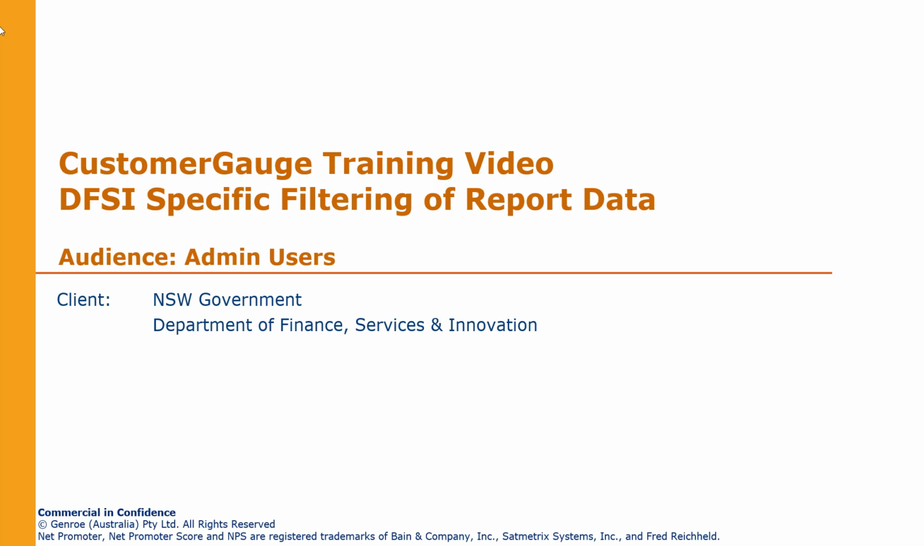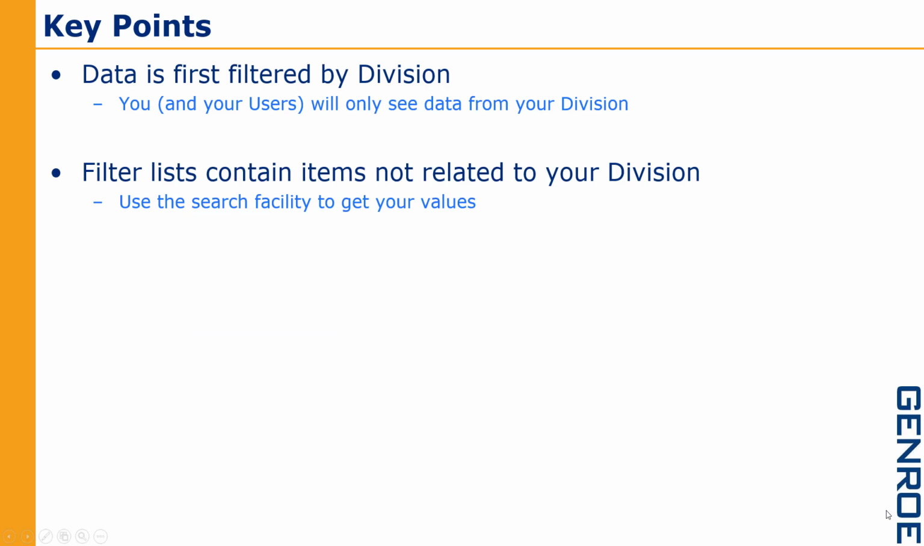In this Customer Gauge training video, we will look at DFSI-specific filtering of report data. There are a couple of key points to consider when you're looking at how the data is filtered in your DFSI reports. The first is that data will always be filtered initially by your division. This means that you will only see data from your division. You won't be able to see data from other groups or other divisions or other entities from the DFSI.